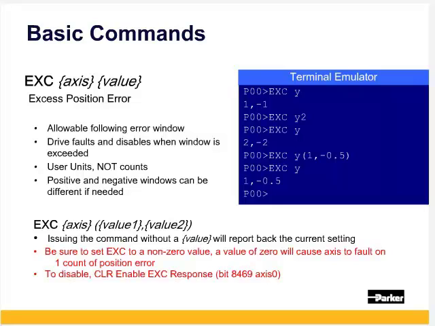Be sure that EXE is not 0. If EXE is set to 0, it will fault anytime motion is commanded. EXE 0 does not turn off position error monitoring. To do this, you need to clear the Enable EXE response bit, which is bit 8469 for axis 0. However, this can cause problems and it'd be a better idea to set this to a large value.